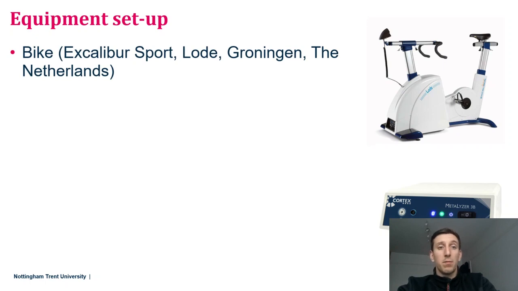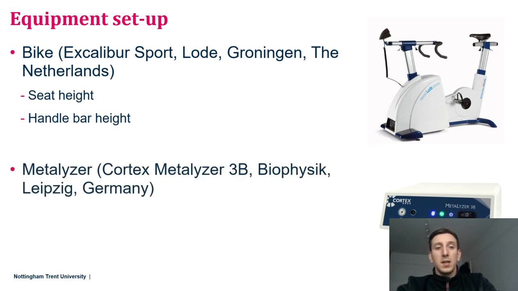So we need to make sure the bike is set up appropriately for our participants. So just to let you know, I've put the references in here for some of the equipment. So as we go along, you'll see some of the references that you need to input in your report as well. Okay, so we need to adjust the seat height and the handlebar height and make sure that our participant is comfortable with these settings. Okay, so a reference point that we often use for this is just above the hip. Okay, and then once we've done that, we then need to think about the metalyzer.